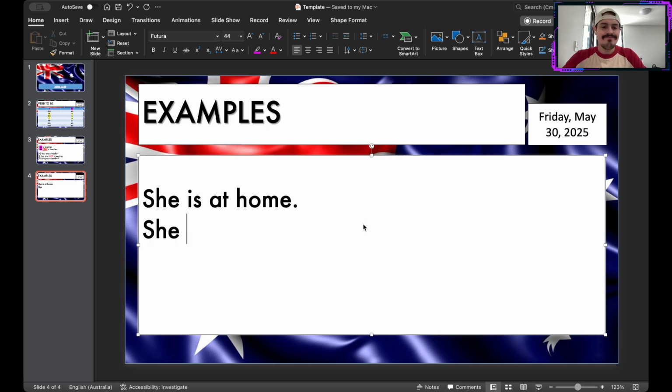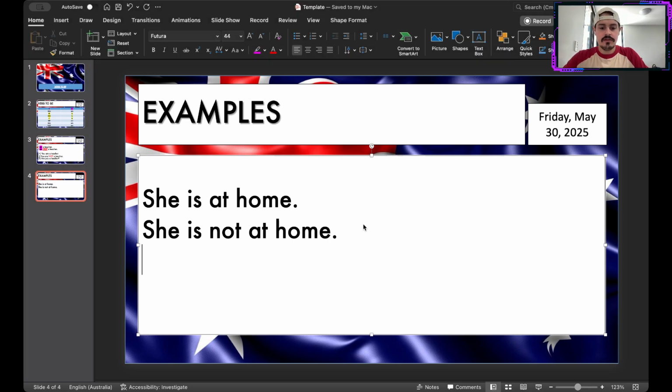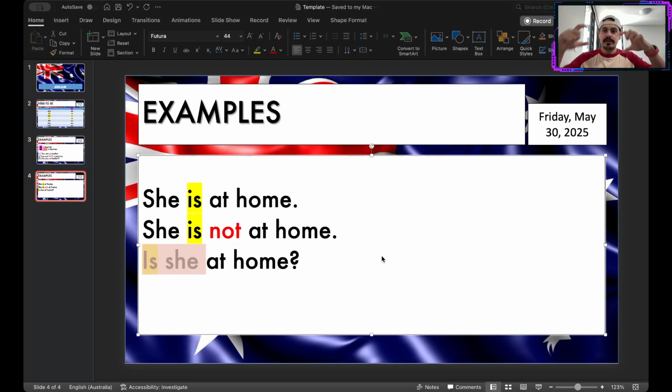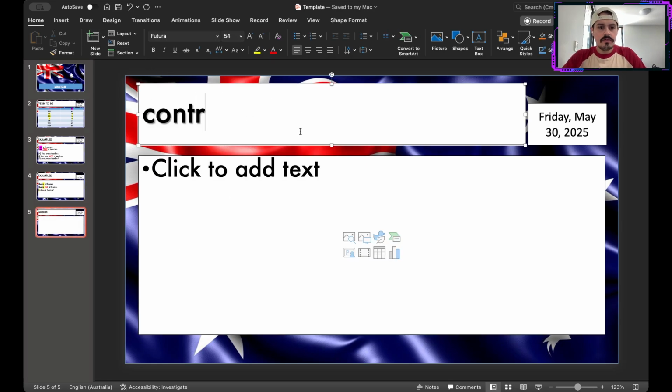If I want to say no, it's negative: she is not at home. Look how easy it is. Now let's create a question. Is she at home? Everything is the same. Which part here is the different one? The order is different. The order is different, okay? So that is the thing. Very easy, very easy. But we have one thing called contractions.